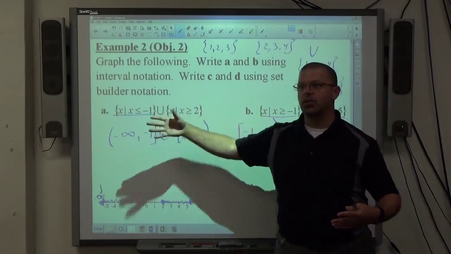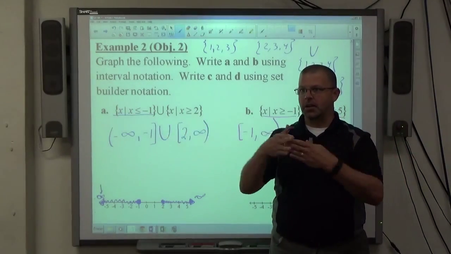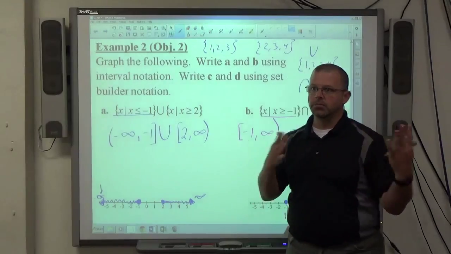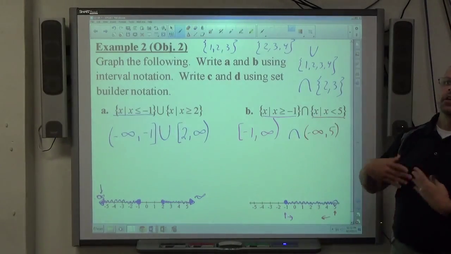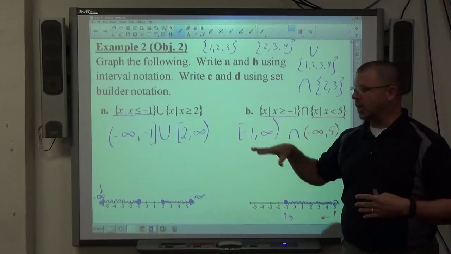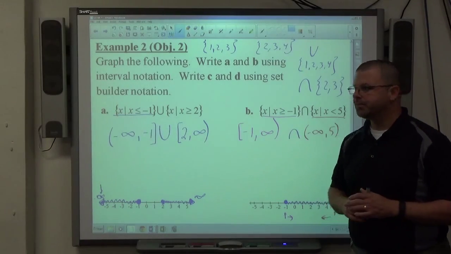But as far as the union is concerned, they'd both be graphed, and then the entire number line gets graphed in that scenario. So just keep in mind that intersections are very exclusive and unions are very inclusive, so you're going to get bigger graphs on unions.